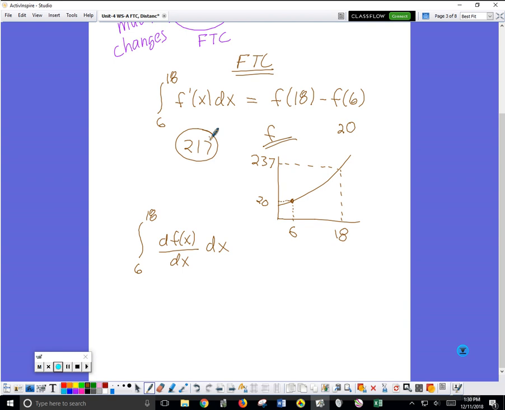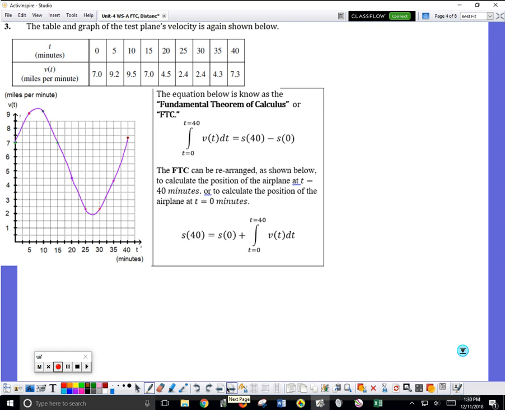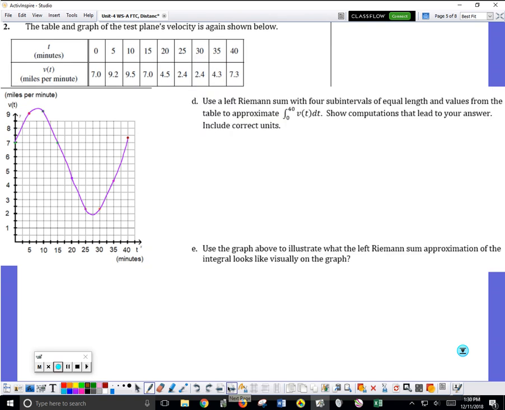Awesome. Okay, next thing. On your paper, on item 3, so page 3. I'll jump back and forth a little bit here. Page 3 summarizes what we just talked about. The fundamental theorem of calculus as it applies to velocity is right here. Here's the fundamental theorem rearranged, so you could solve for the position at time 40. We already talked about that. Any questions? Awesome. Go back to page 2 now.